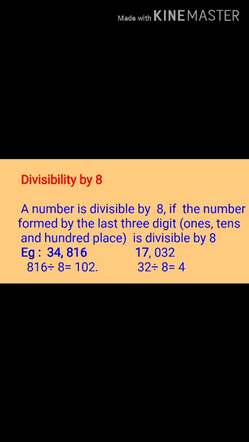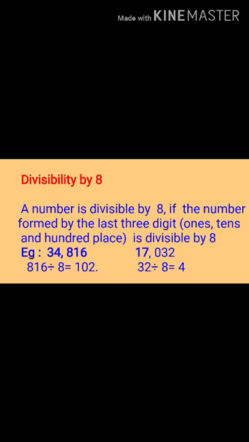One example, 34,816. The ones, tens and hundreds place is 816. So when you divide 816 by 8, you will get 102. So the ones, tens and hundreds place is exactly divisible by 8. That is why 34,816 is divisible by 8.